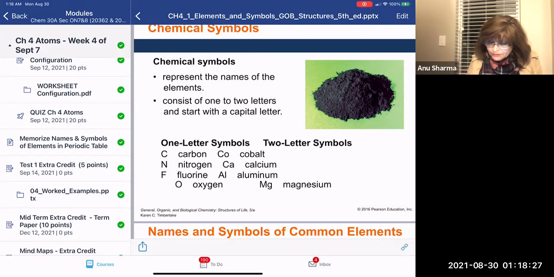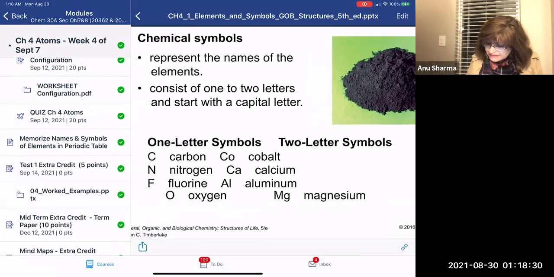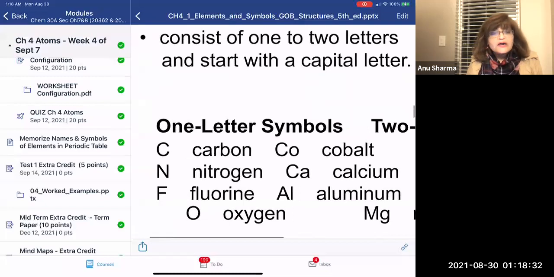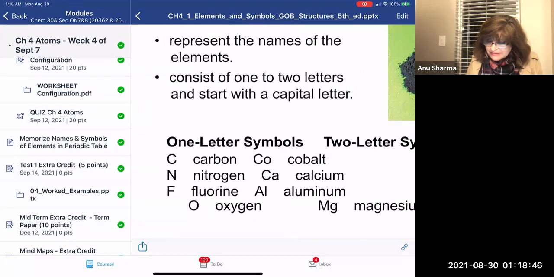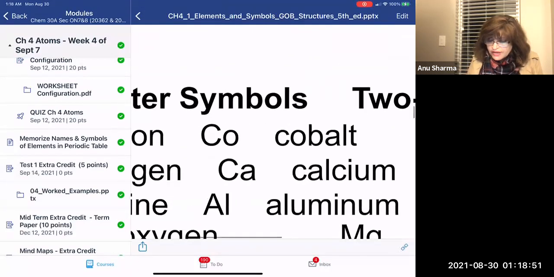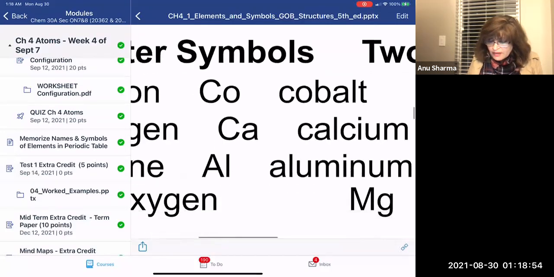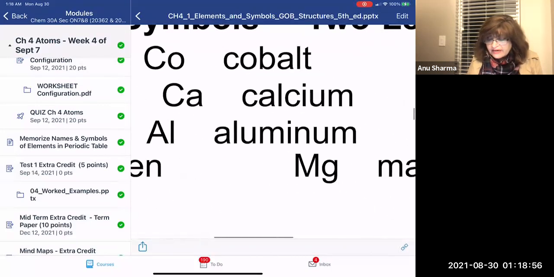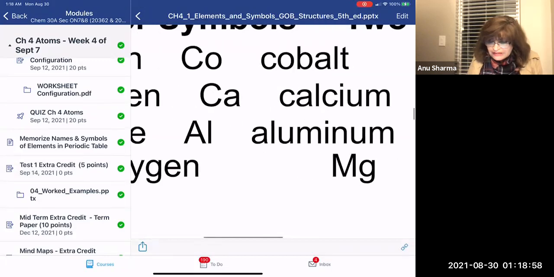The one letter symbols, for example, are carbon, nitrogen, fluorine and oxygen. So these are one letter symbols, and sulfur and phosphorus also, and hydrogen also. These are just some examples they have given here. But two letter symbols, like cobalt is Co, calcium is Ca, aluminum is Al, and magnesium is Mg. Some of them, you kind of start getting a feel for it.